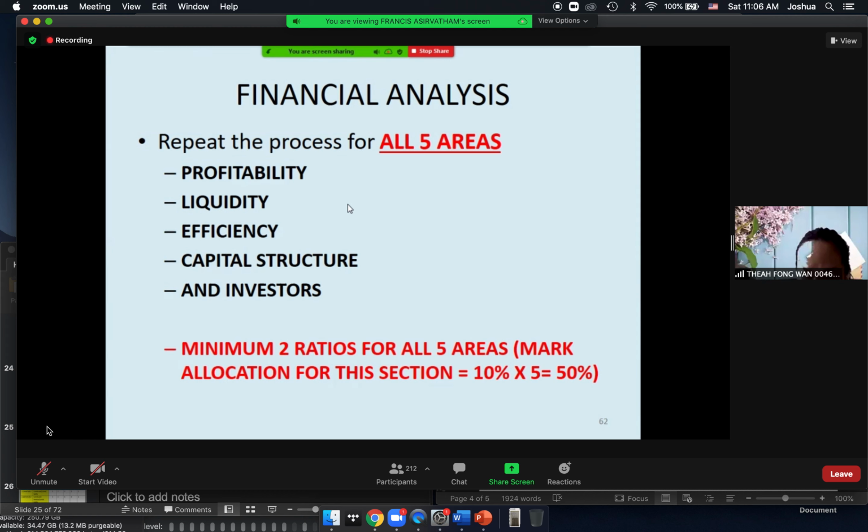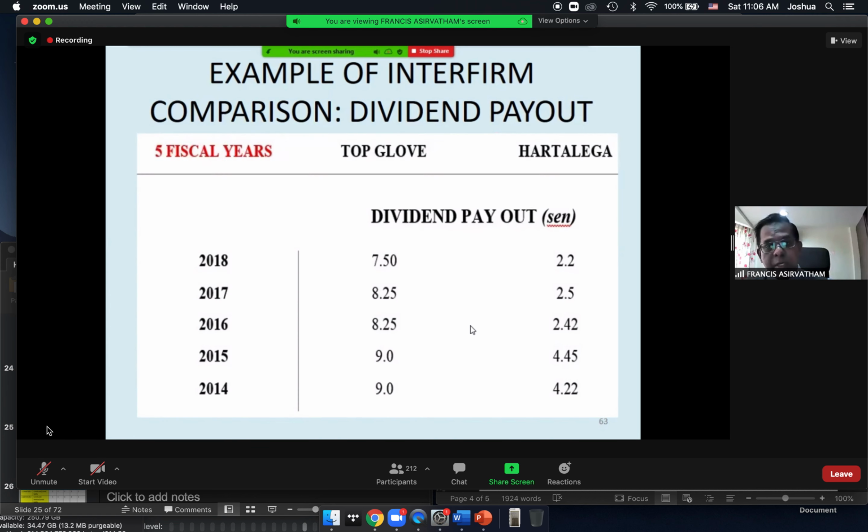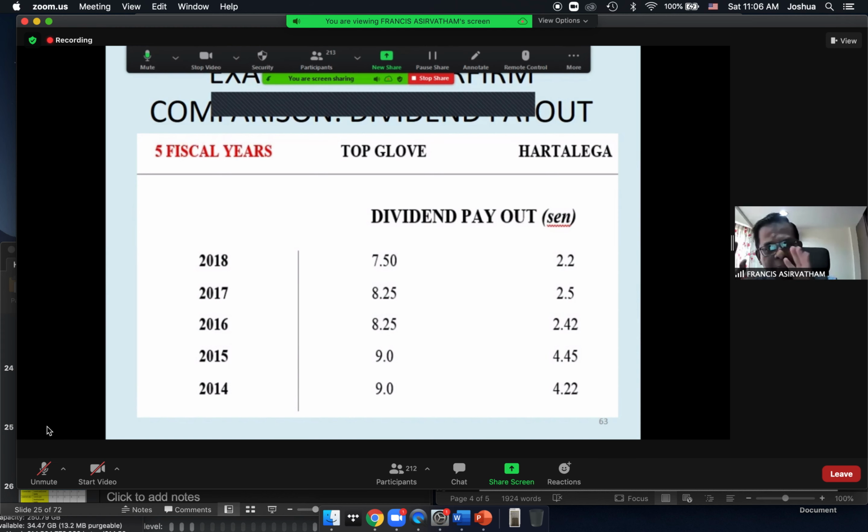So we have completed all 5 areas. This is a 15-mark area, except we have intercompany comparison. Few minutes, just wait for a few minutes, guys. Mute, all right? Just mute for a while. All right, let me finish, then I'll give you a 15 minutes break. I will give you only 15 minutes break.